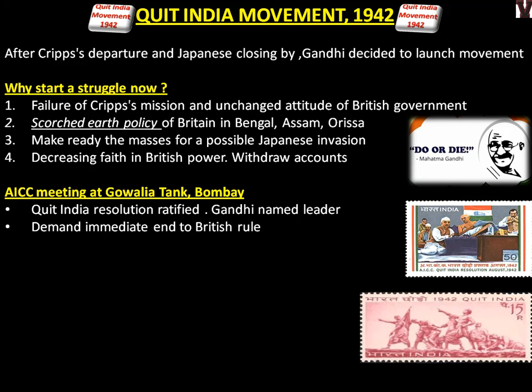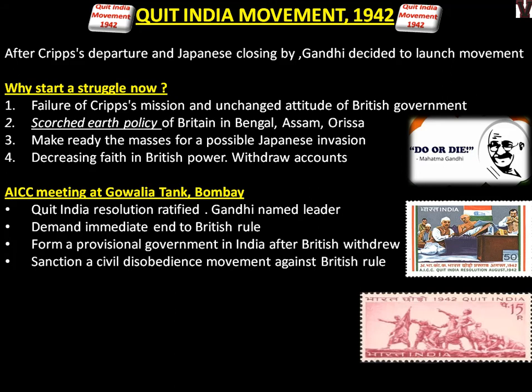Demand immediate end to British rule. You know, the name itself is Quit India, so they wanted an immediate end. Form a provisional government in India after the British withdrew. Sanction a civil disobedience movement against British rule. So it was similar to the civil disobedience movement, but it was immediate. That is why it is called Quit India. Quit India immediately. And the slogan by Gandhiji was Do or Die.